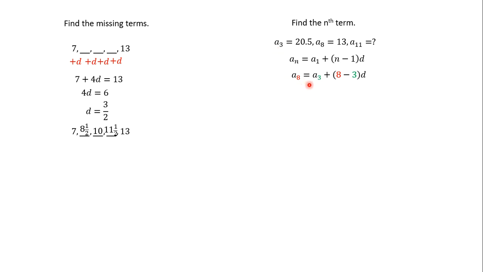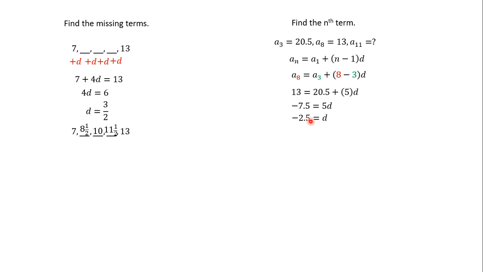So we have A8 is going to equal A3 plus 8 minus 3 times D. Those both n's change to 8. Excuse me, and both 1's change to 3. We can plug in A8 is 13, A3 is 20.5, and then 8 minus 3 is 5. And we can solve for D, subtract the 20.5, and then divide by 5 to get D equals negative 2.5.